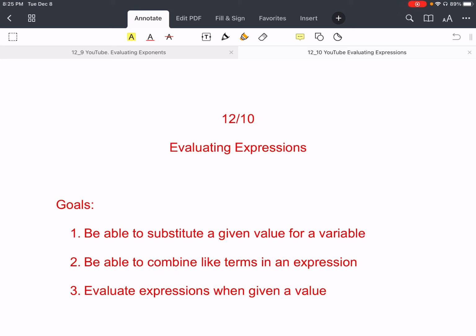Today's lesson is evaluating expressions. So we have three main goals today. Number one, be able to substitute a given value for a variable. Goal two, be able to combine like terms in an expression, and I think you are pretty good at those. And number three, evaluate expressions when given a value. So that's just going to be solving the problem when you're given enough information.